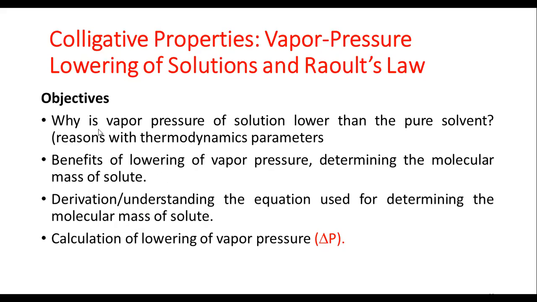The first one is, why is the vapor pressure of a solution lower than the pure solvent? And I will explain the reason with the thermodynamic parameters. And what is the benefit of the lowering of vapor pressure, particularly in determining the molecular mass of a solute. And the third one is the derivation and the understanding of the equation used for the determination of the molecular mass of the solute.